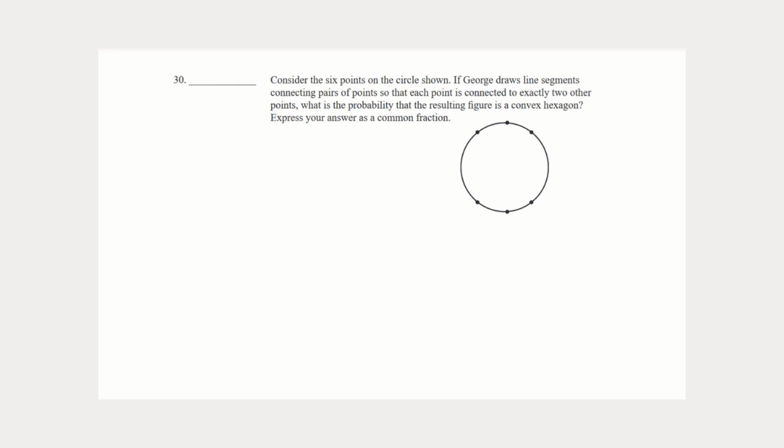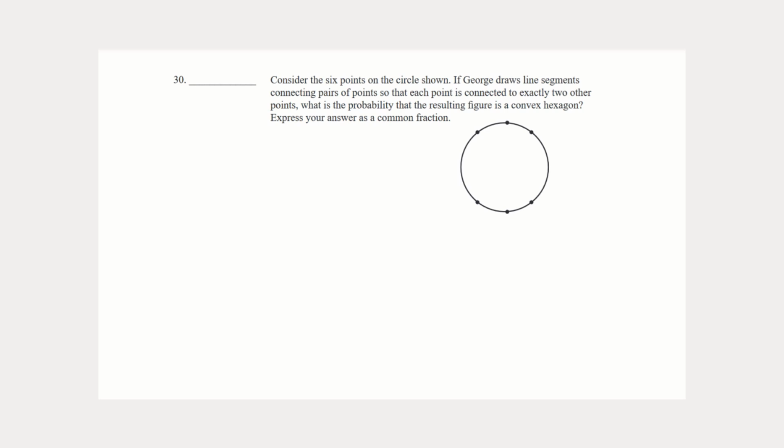Hello everyone. Today we're going to be solving number 30 on the 2023 chapter sprint round. The question reads: consider the 6 points on the circle shown below. If George draws line segments connecting pairs of points so that each point is connected to exactly 2 other points, what is the probability that the resulting figure is a convex hexagon? Express your answer as a common fraction.